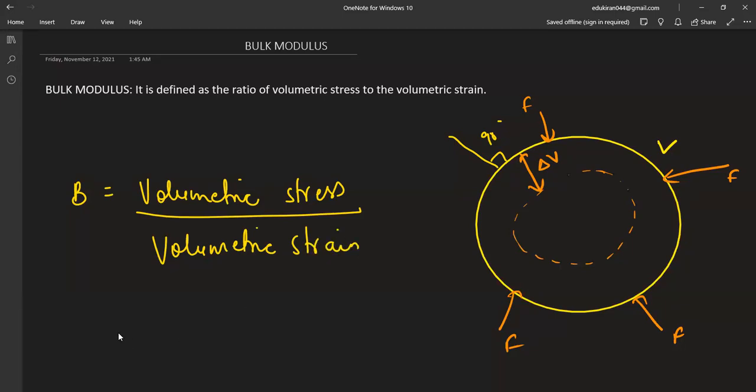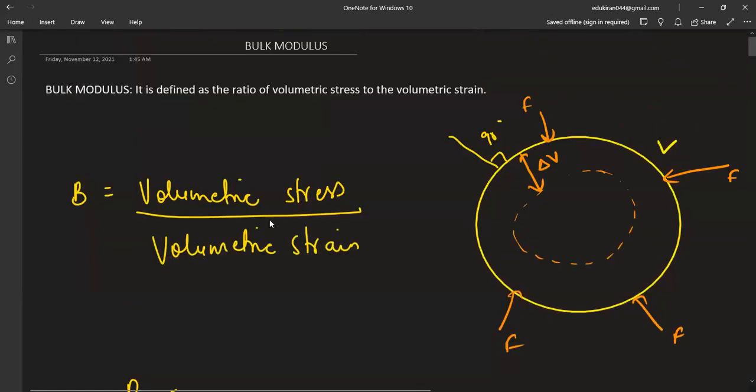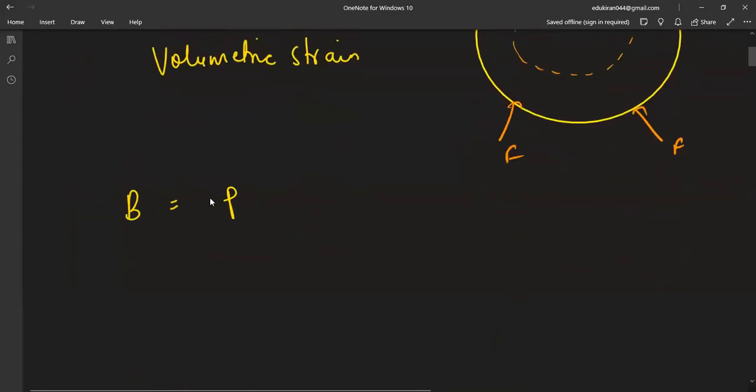Yes, class. Here, for volumetric stress, the formula will not be force upon area this time. For bulk modulus, we use a different formula. That is the pressure that is applied, the volumetric stress. This is actually the pressure that is being applied on the volume. This force per unit area is actually the pressure that is applied. So we use the term pressure.